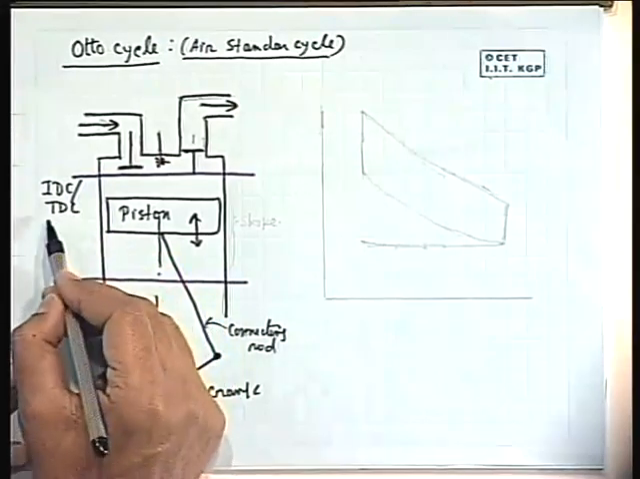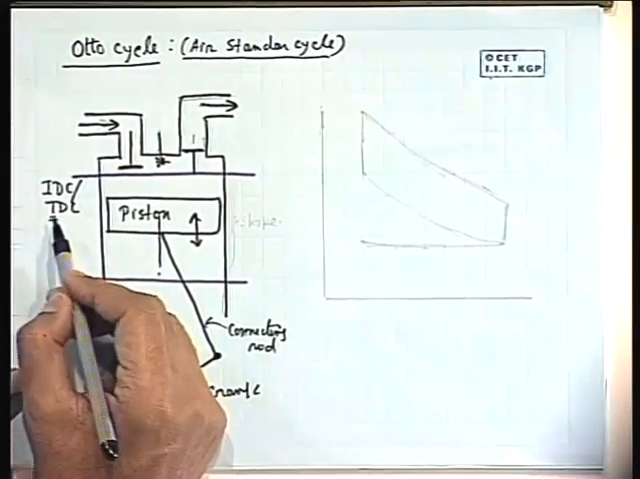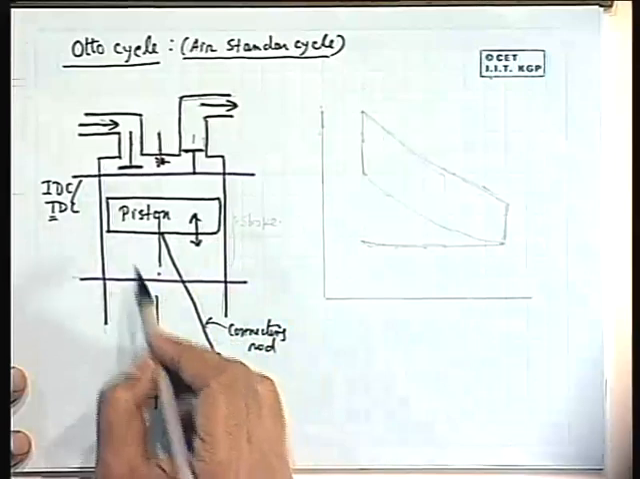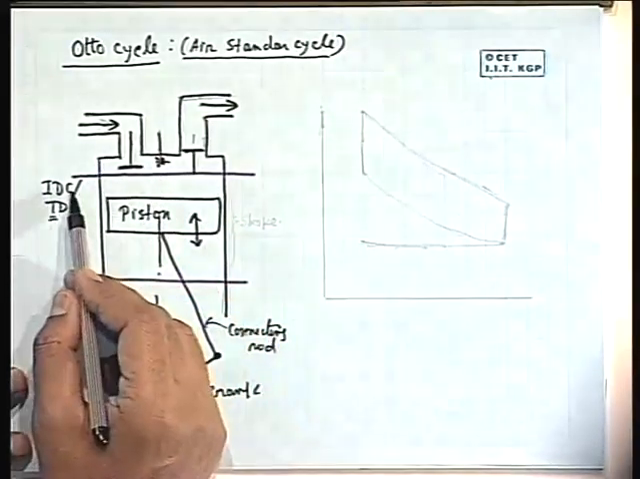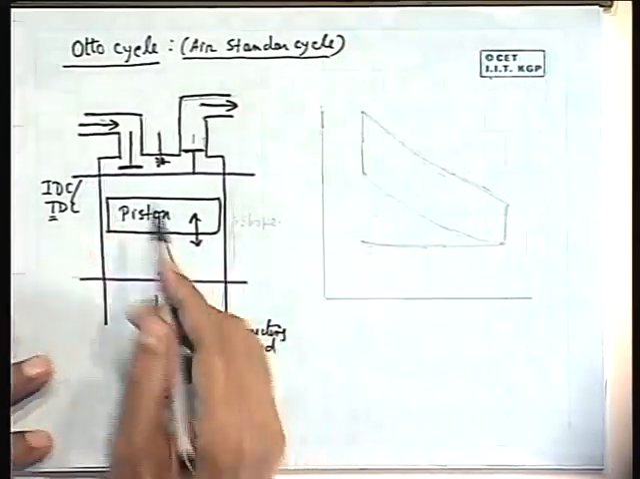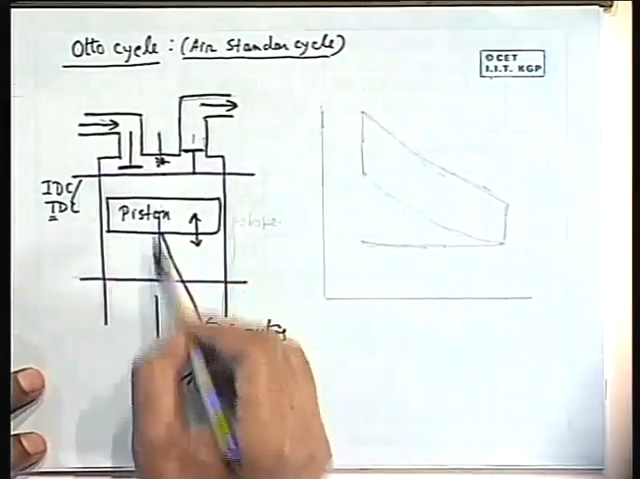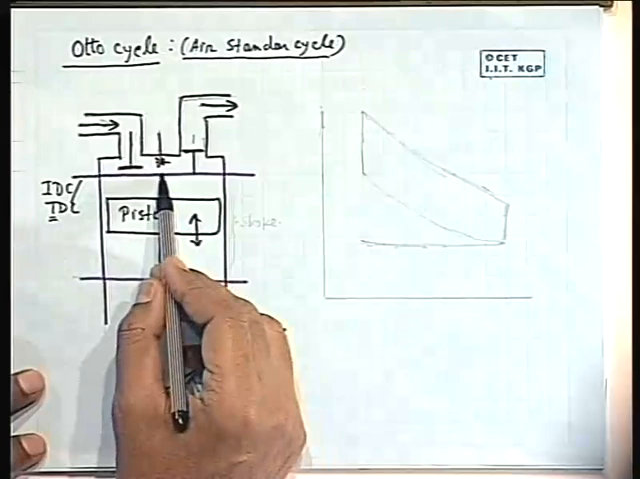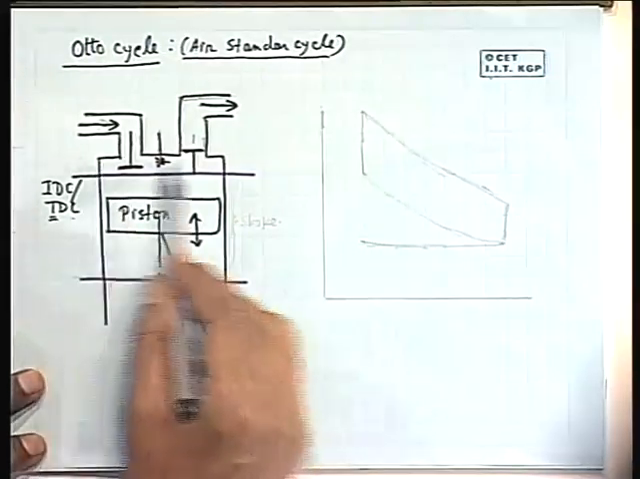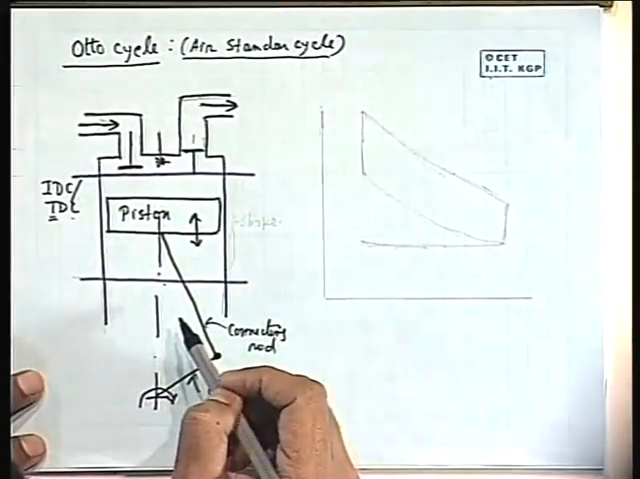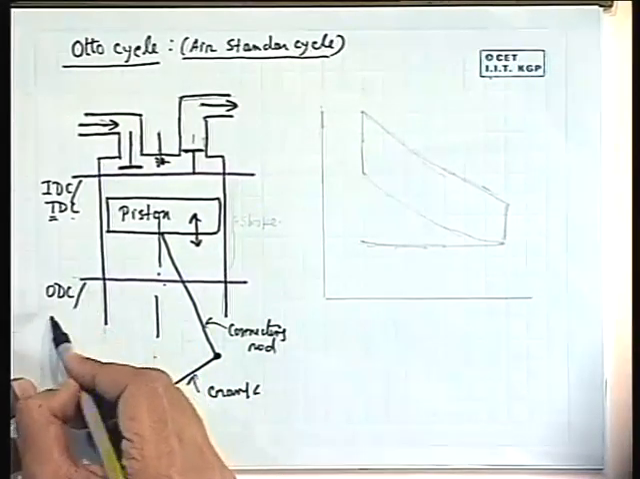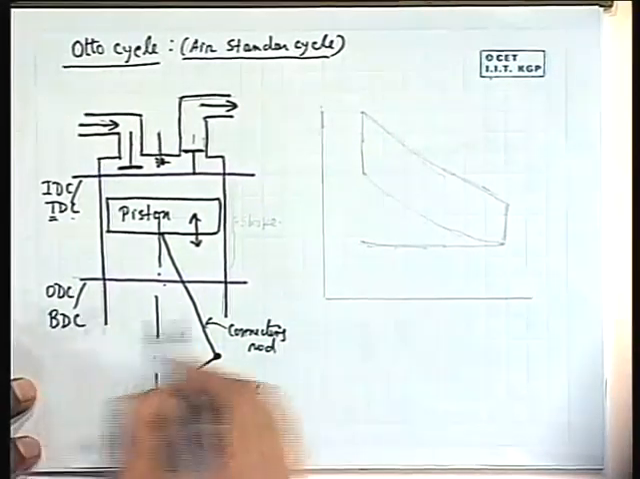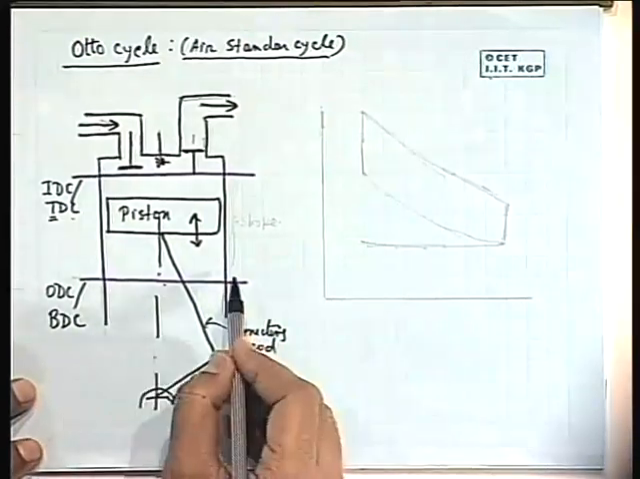The word top is justified when it is a vertical engine, that means it is the top one. But IDC goes for both the horizontal and vertical cases. These two are known as dead centers: inner dead center, or top dead center in case of a vertical configuration. Similarly, this is ODC, outer dead center, or bottom dead center if it is a vertical engine. So this is the bottom dead center.